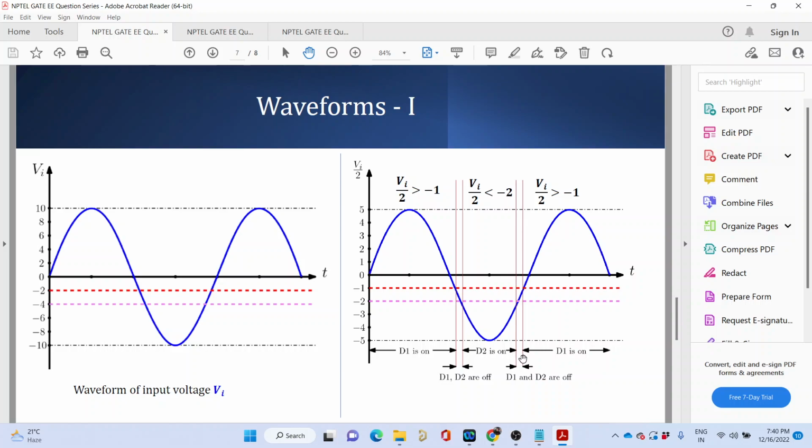Again, what will happen in between these two regions? Both D1 and D2 would be off. So the output voltage would be following Vi by 2. Again, as I'm moving away from this envelope, this relation will again be true, and it will again be clipped at minus of 1 volt. That is, D1 would be on.